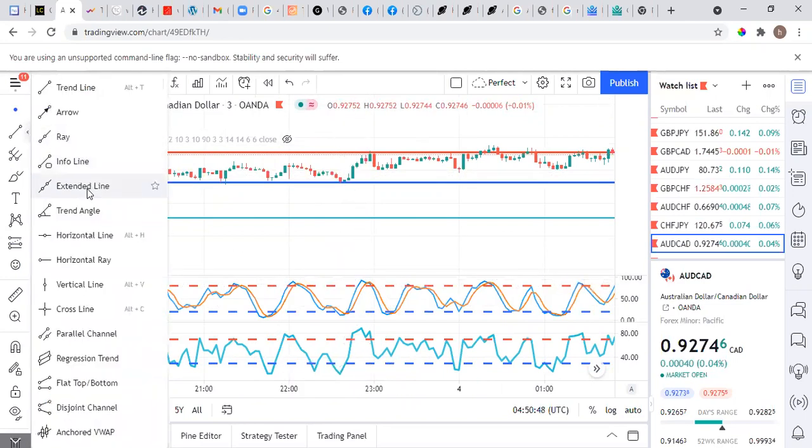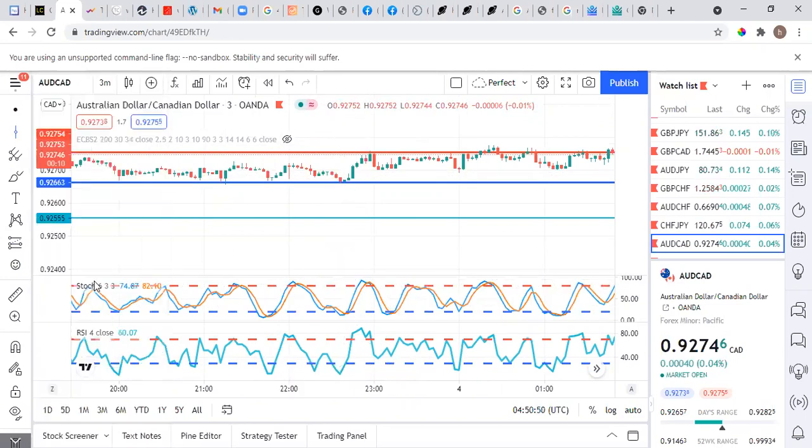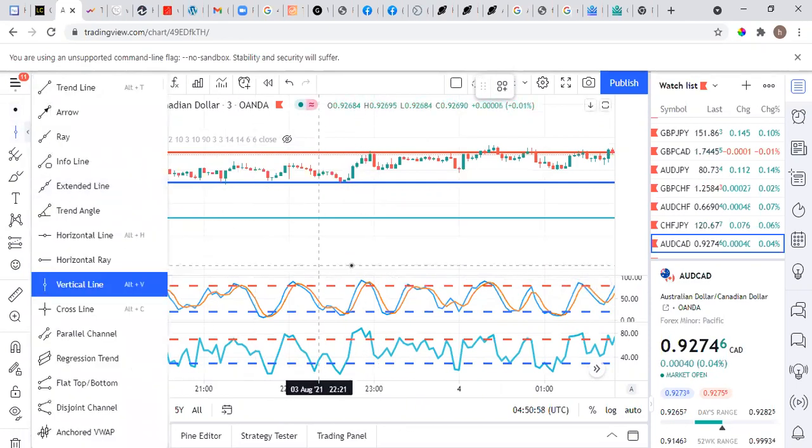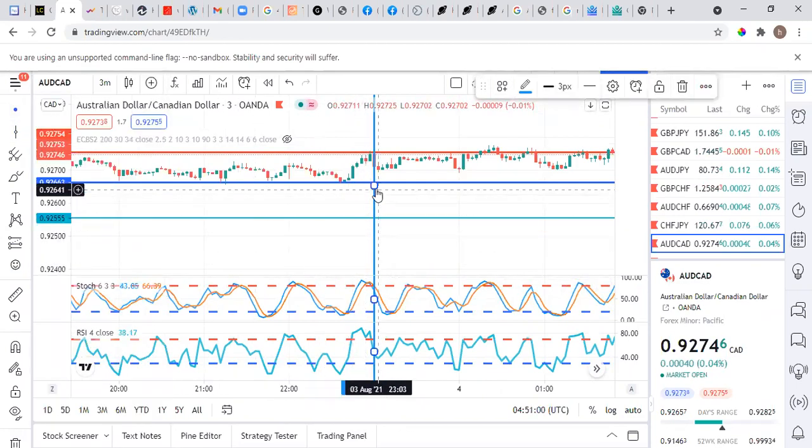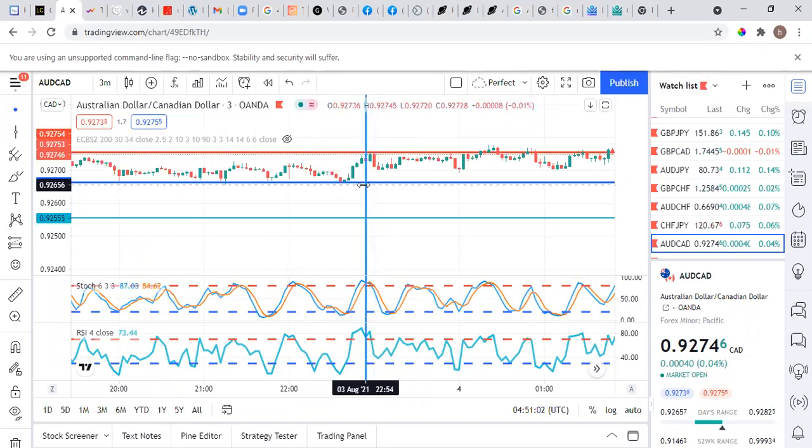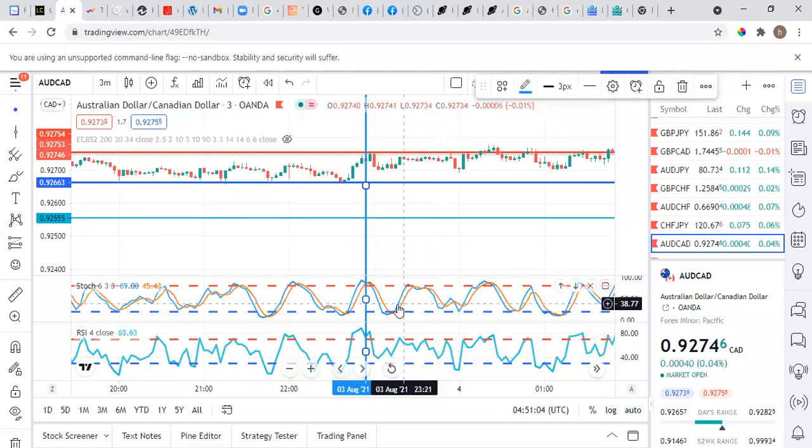Let me draw a vertical line to show you where I'm talking about. Look at this area. So if you want to sell a market, you want the stochastic or the RSI to cross the upper line, the line at the top, the resistance line. You see that the lines are moving like a band, going up and coming down.